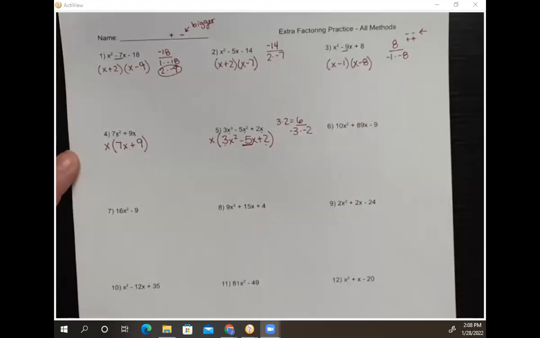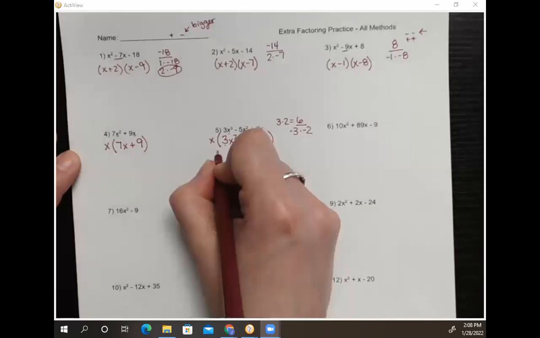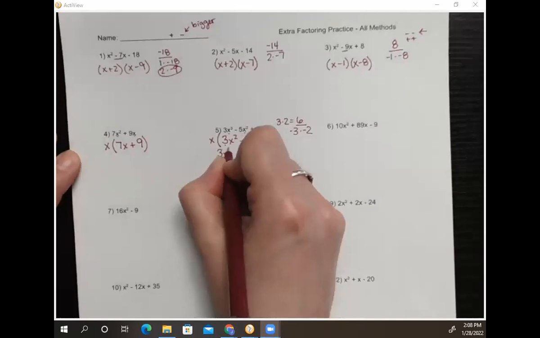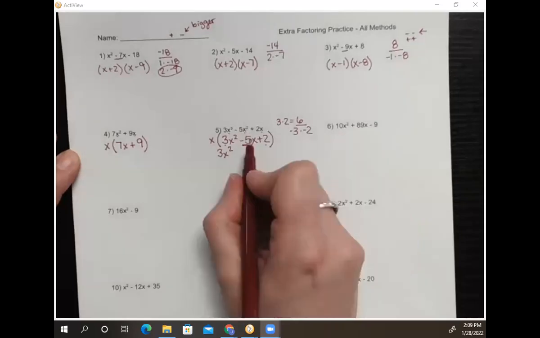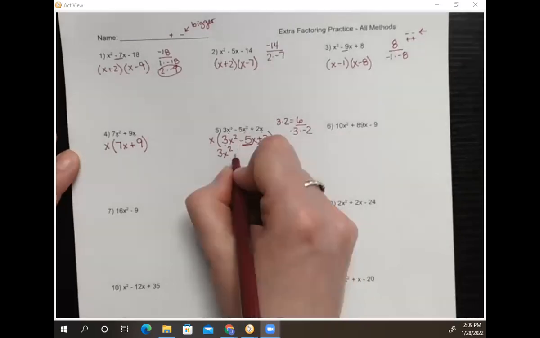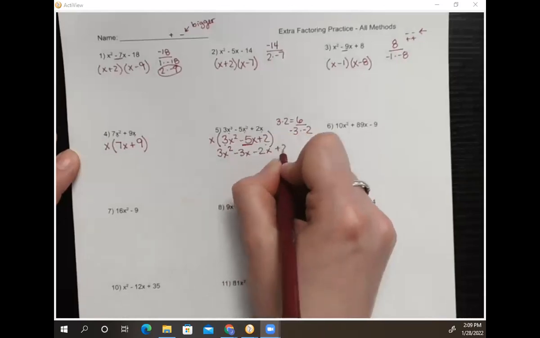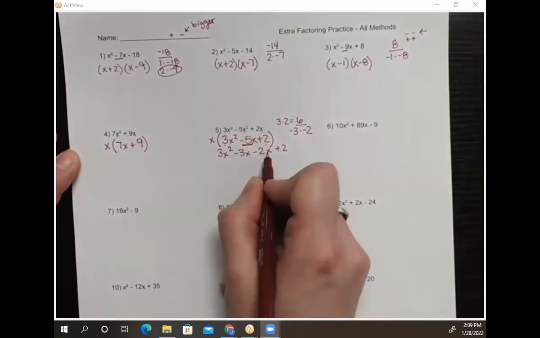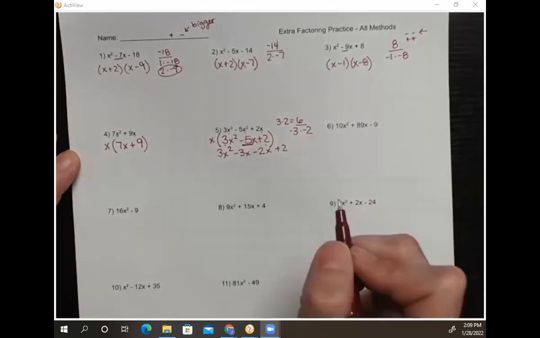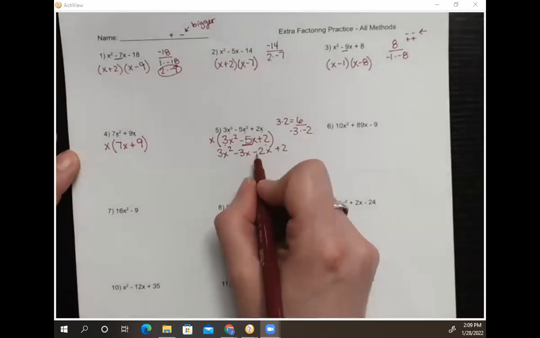And now since we're using AC method, we can't hop straight to our factors like we did in the top row. We've got to rewrite our quadratic piece. So we keep that first term the same, and then we use the factors that we've chosen to split up the middle term. So this will be -3x minus 2x plus 2. First term's the same, last term's the same. Middle terms, if I combine them, I would get back to our original problem. So -3x and -2x would be -5x, but we split it up.